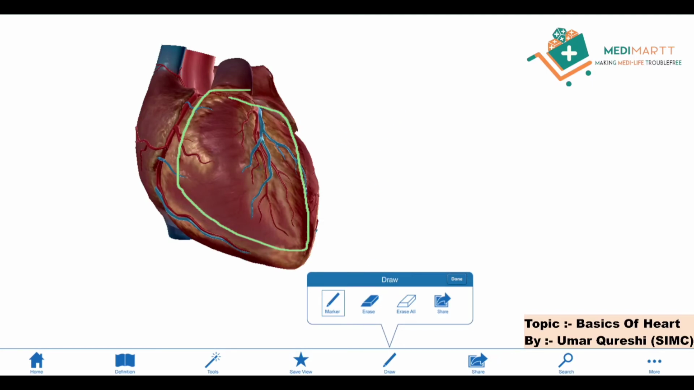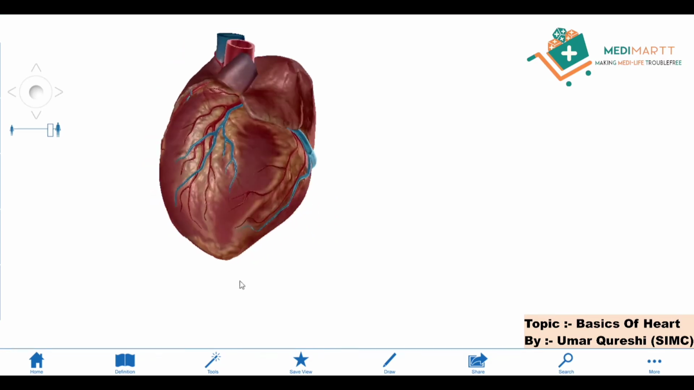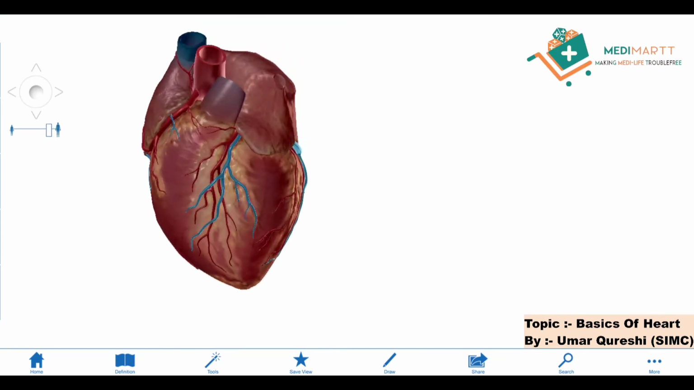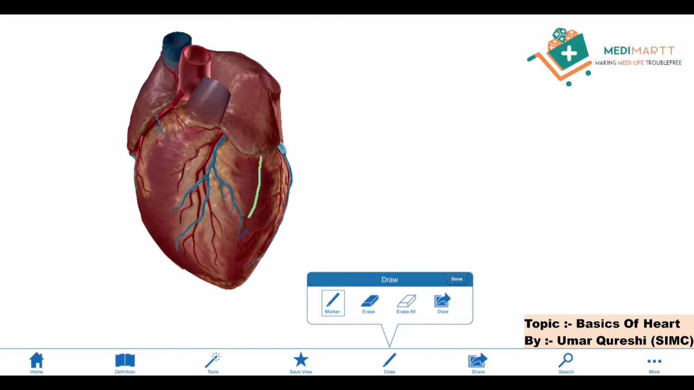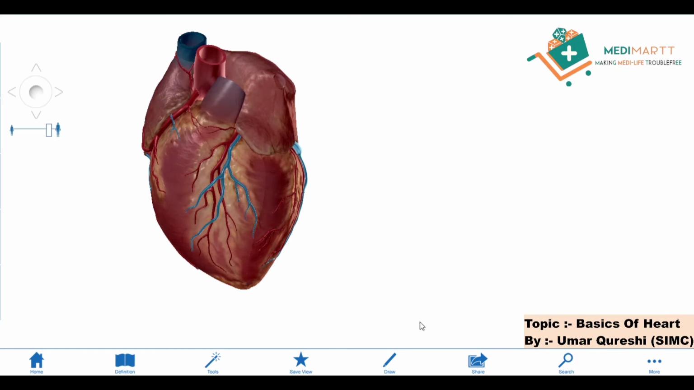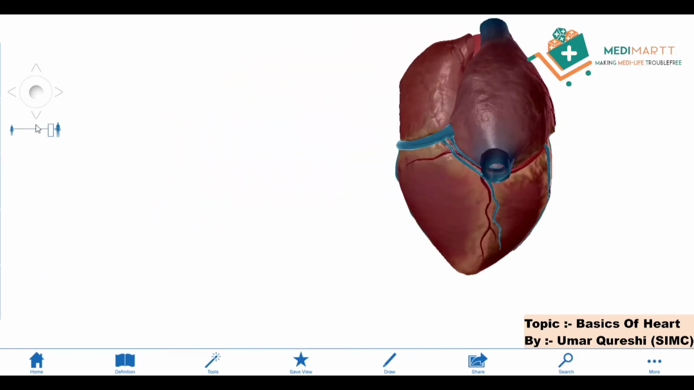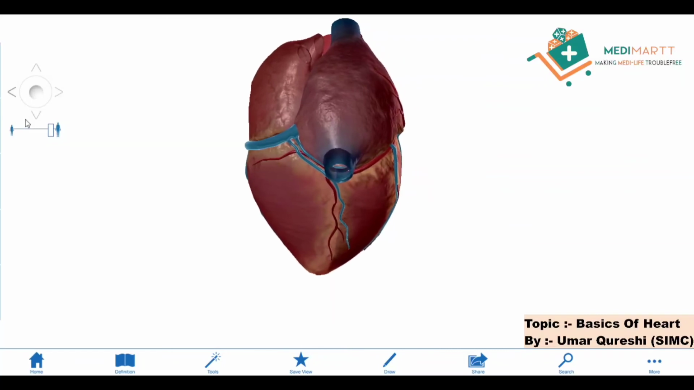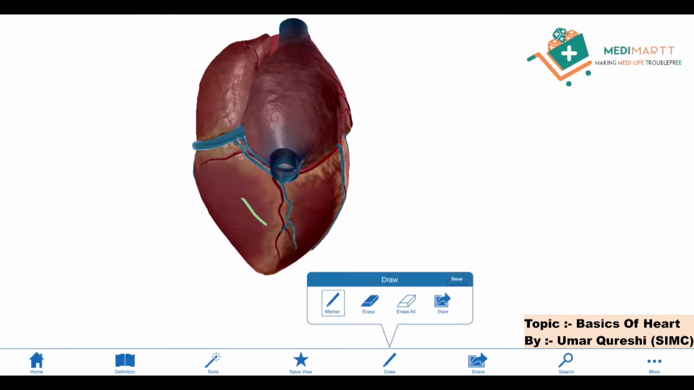Then there is another surface, which is the left surface. This portion over here is the left surface of the heart. Then there is another surface, the diaphragmatic surface. This portion is the diaphragmatic surface. Why is it called the diaphragmatic surface? Because it rests on the diaphragm. Now what is the diaphragm? It is another organ. We will see it in our later classes inshallah.